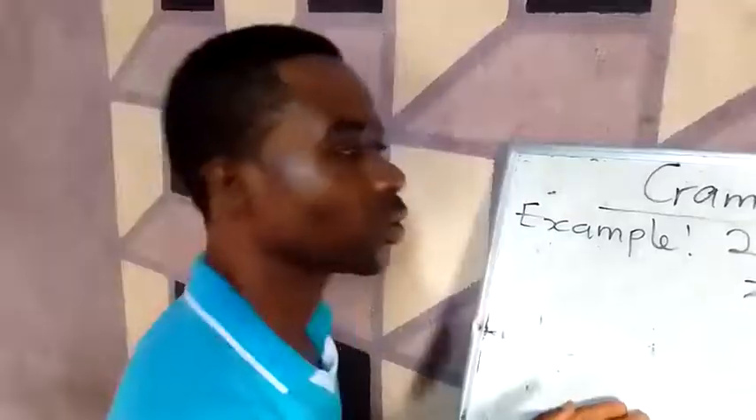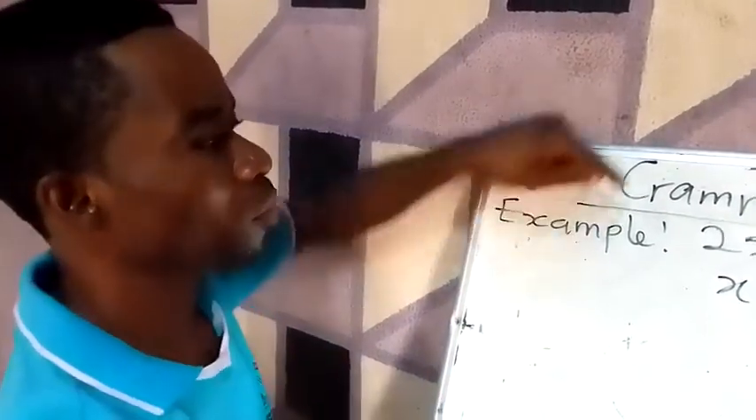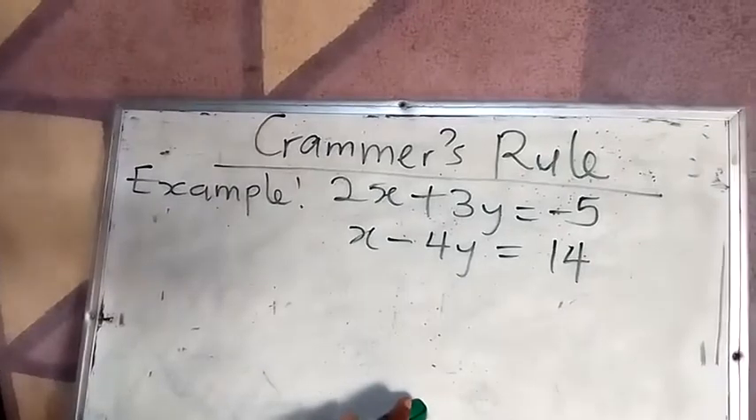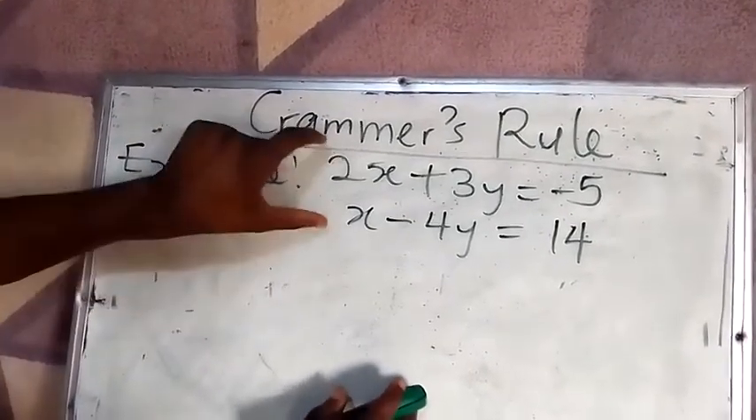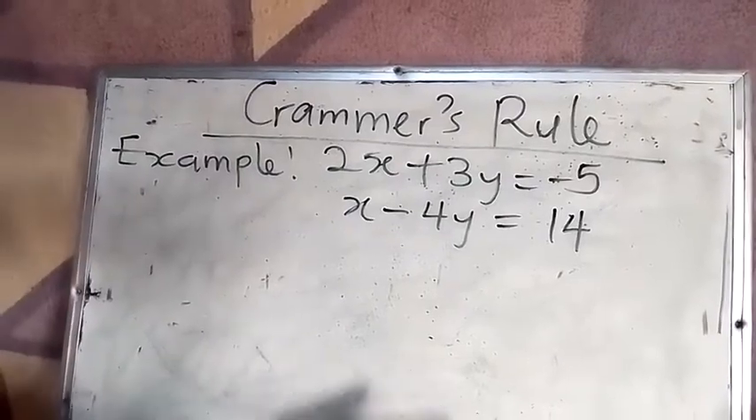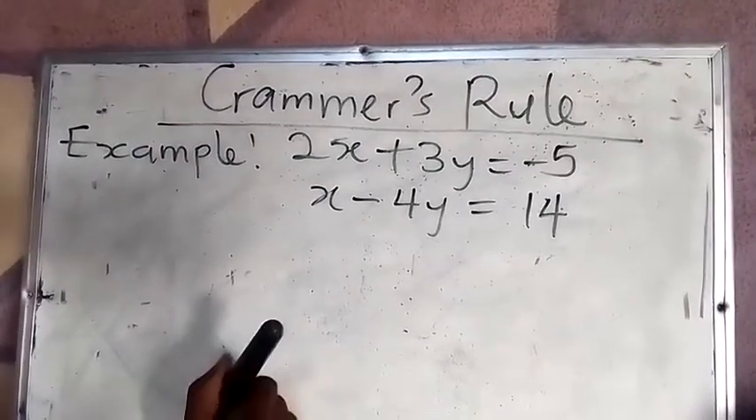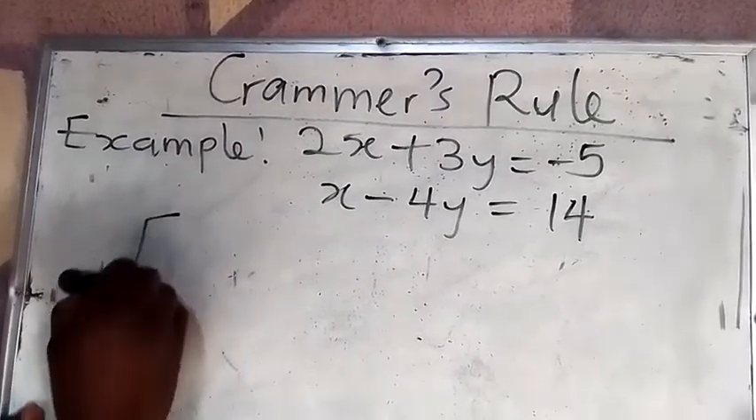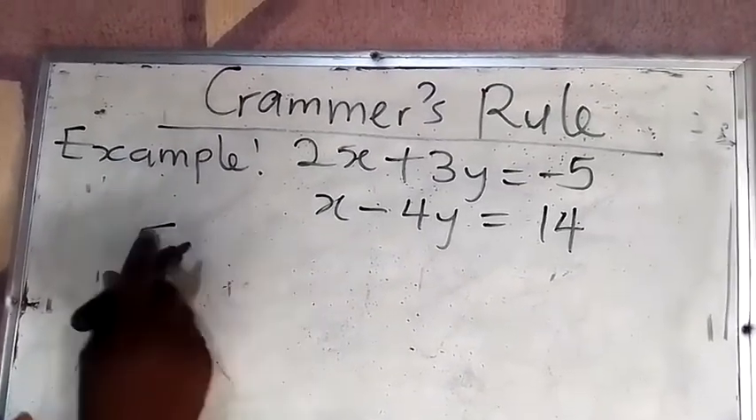There is a way of using Cramer's rule, a matrix method, to solve simultaneous equations. If you are given a simultaneous equation like this and you want to use the matrix method, which we call Cramer's rule, there is a way of using it. Now let's start. The first thing to do is open your matrix bracket.